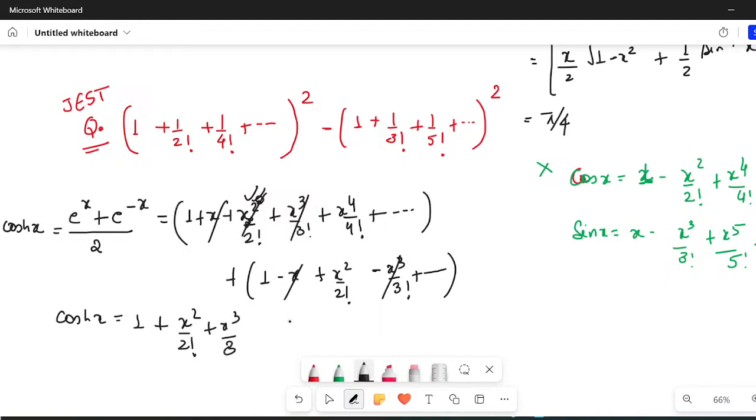And similarly, this particular thing you can also write as sine hyperbolic. This is something that I'm leaving up to you, because here odd terms are surviving, you just subtract it. e to power x minus e to power minus x. This would be equal to what? This will be equal to sine hyperbolic x.